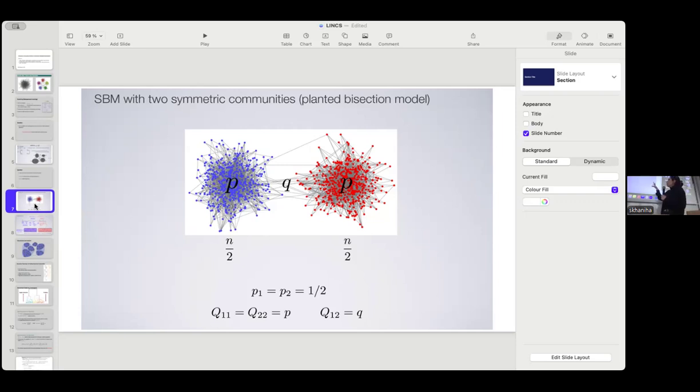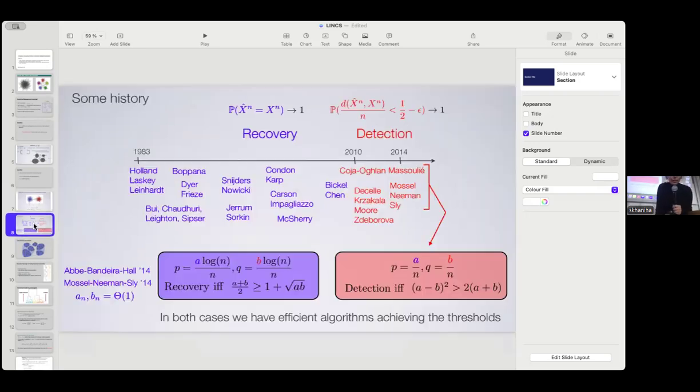So the reasonable condition that we need is that Q is at least less than P, and there are enough edges between the two communities and inside the communities. And there is a theorem, okay, so let me describe this. First, there is some historical work on this problem.